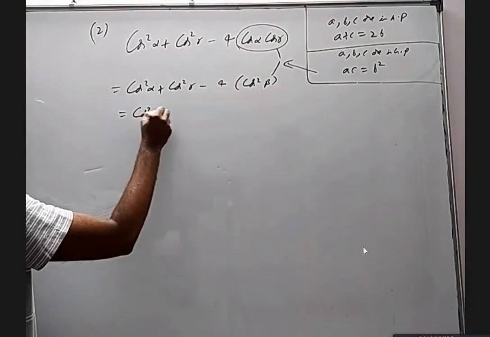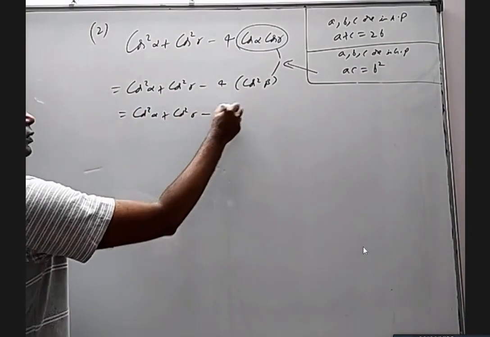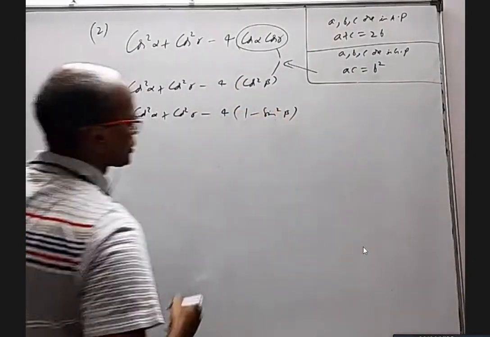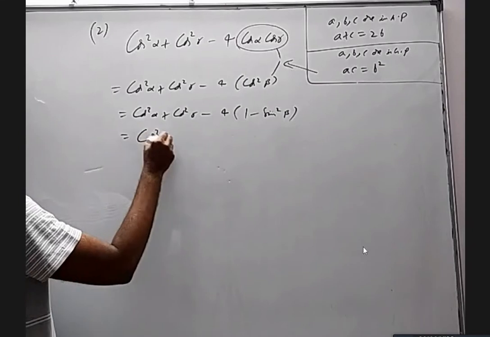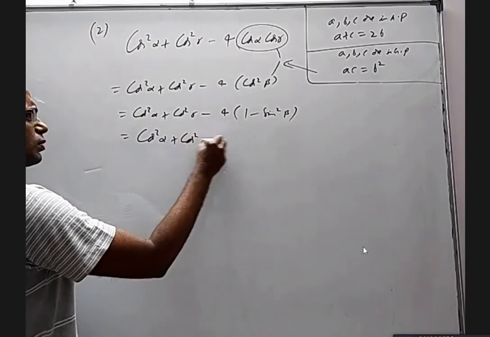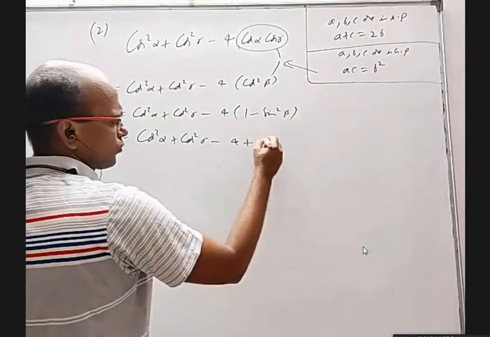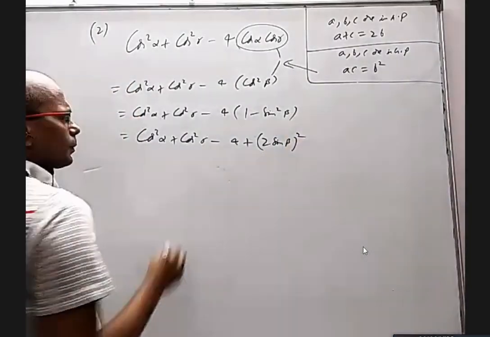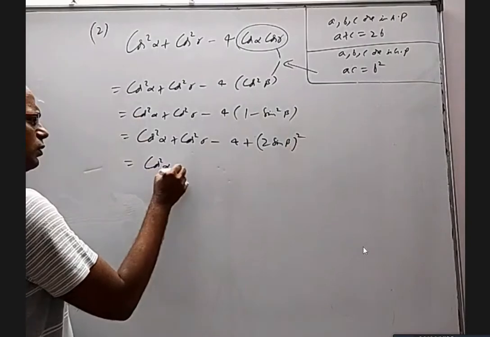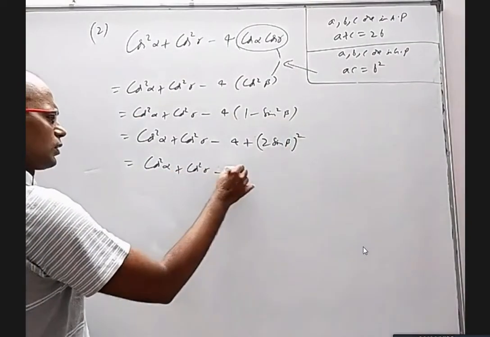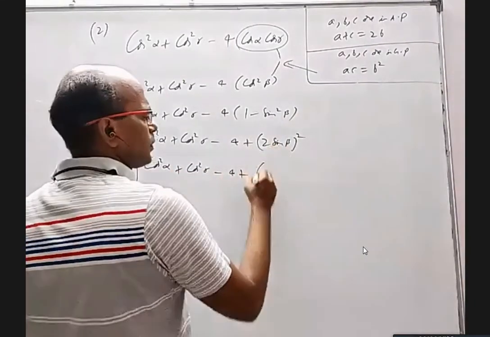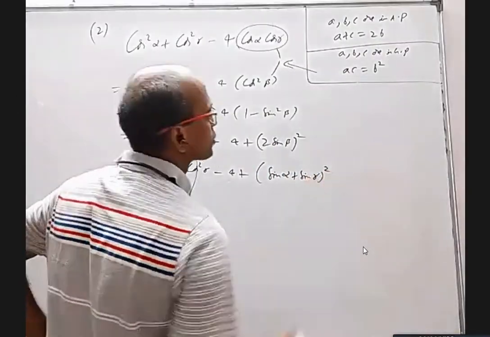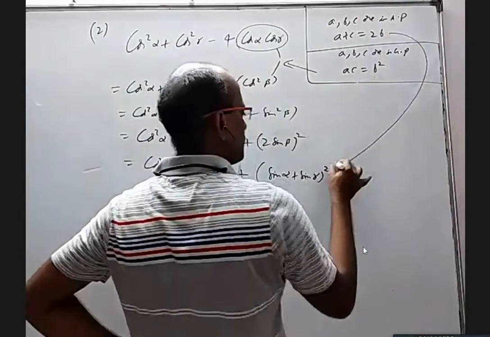Cos square alpha plus cos square gamma. This cos square beta, I am going to write as 1 minus sin square beta. This will become cos square alpha plus cos square gamma minus 4, this into this is 4 sin square beta, I'll get 2 sin beta whole square. Cos square alpha plus cos square gamma minus 4 times 2 sin beta, based on AP, I can write sin alpha plus sin gamma whole square based on this AP condition.